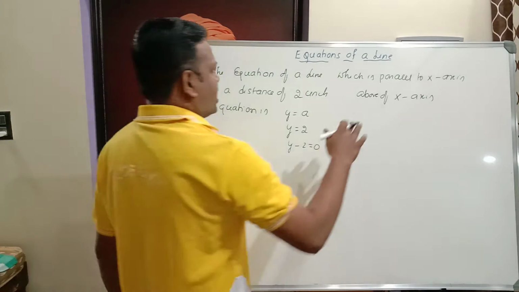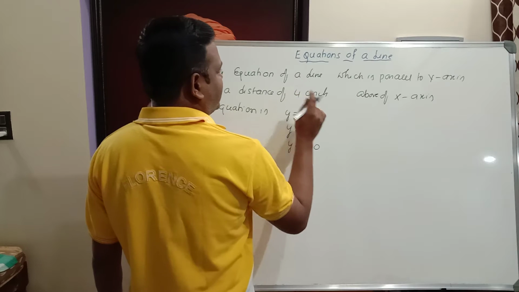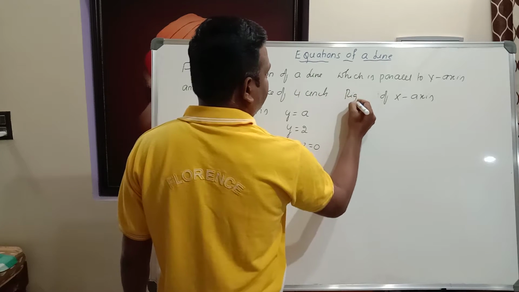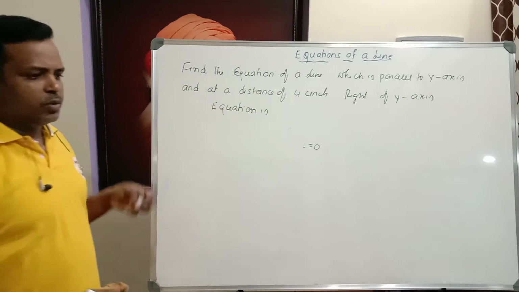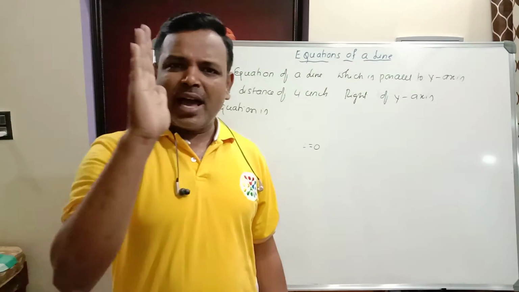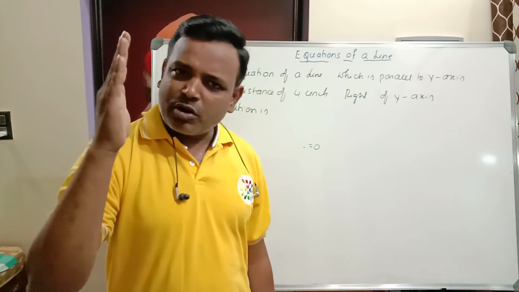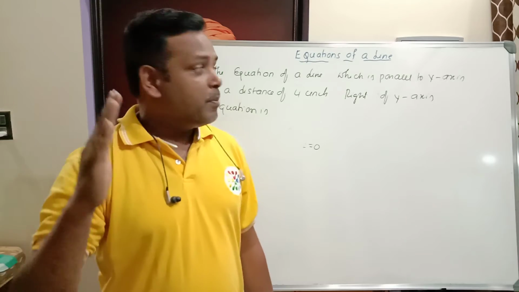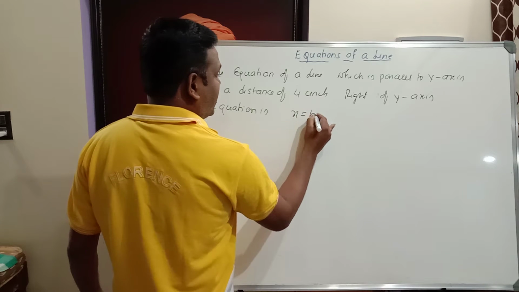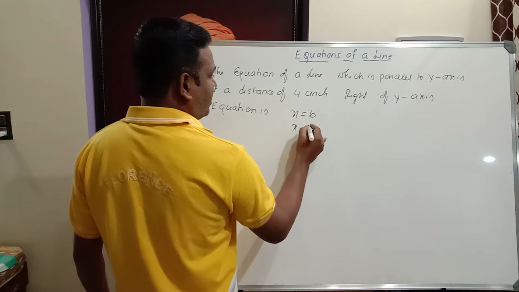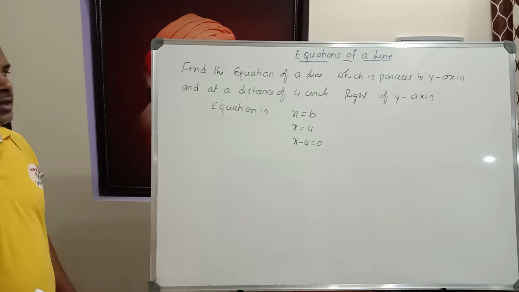So next one, equation of a line which is parallel to y-axis and 4 units right of the y-axis. Now have a look at this, dear student. Any line parallel to y-axis has an equation x is equal to plus b or x is equal to minus b, but right of y-axis is always positive, so the equation is x is equal to plus b. Nothing but x is equal to 4, nothing but x minus 4 is equal to 0. Got my point?